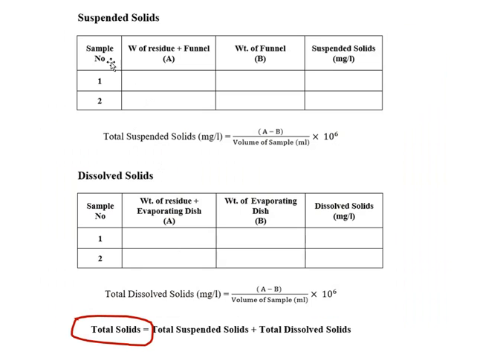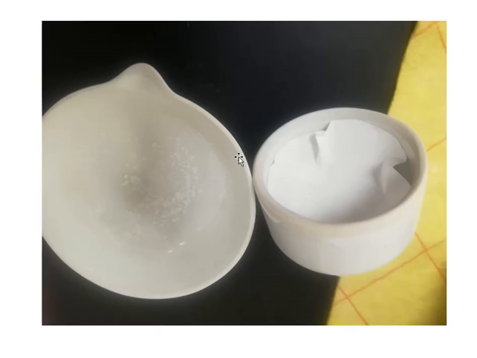So how can I do that? For example, I have two samples. In the first sample, I measure the weight of this funnel, which is measuring the suspended solids. After filtration, I get another weight, with the solids and the weight of the funnel. The difference of these two, that is B minus A, will give me how much suspended solid there is. I can do this on the weighing balance. Same thing I can do for the dissolved solids, which are in the evaporating dish.